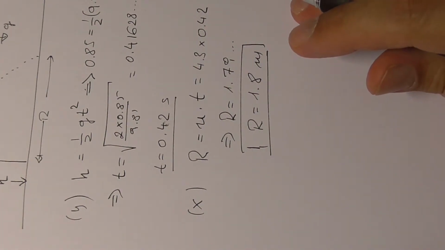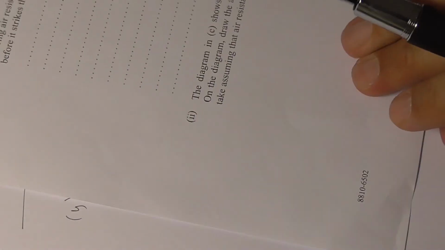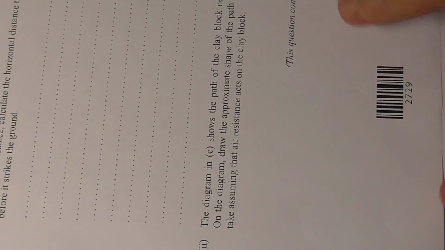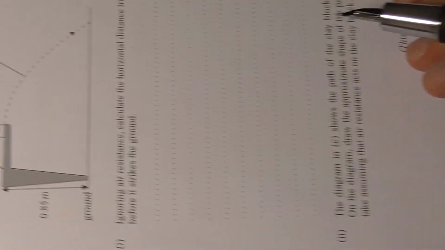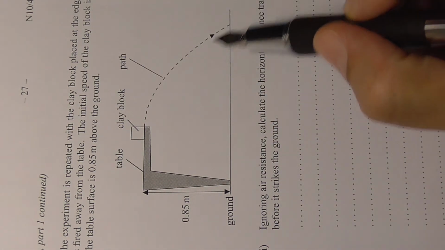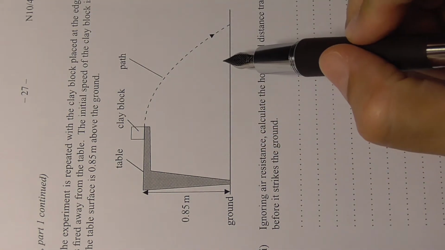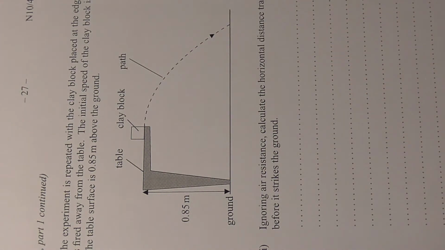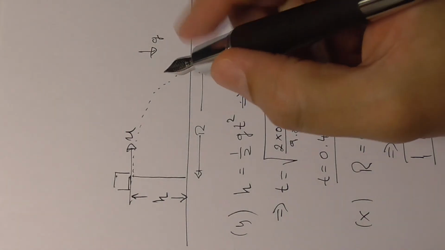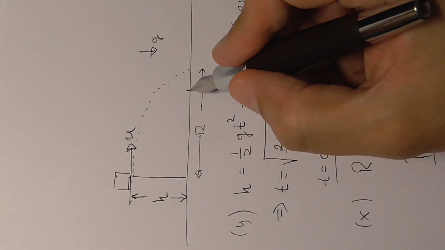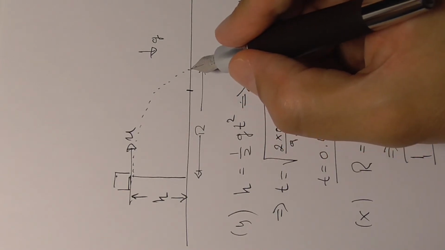Okay, the next question is actually very trivial. On the diagram, what you see here on this picture, you see the path without resistance. What would be the path if air resistance were to be taken into account? Well, one thing for sure is that the range will be less. So let's say the clay block will land somewhere here, not there.